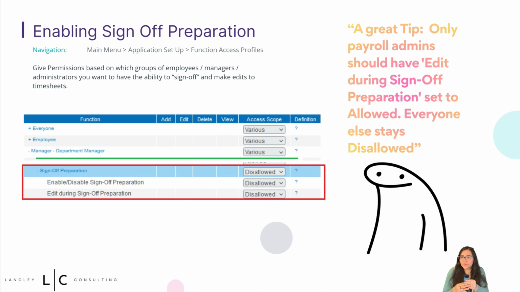You'll see different user groups: everyone, employee, manager. You scroll down to the sign-off preparation section, and there are two key settings: enable/disable sign-off preparation, and edit during sign-off preparation. For employees and managers, set both to disallowed. Here's the tip. Only your payroll admins should have the edit sign-off preparation set to allowed. That way, once sign-off prep is turned on, nobody can sneak in last-minute changes except people processing payroll.